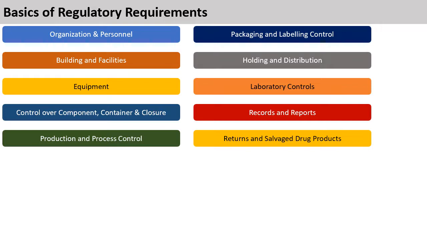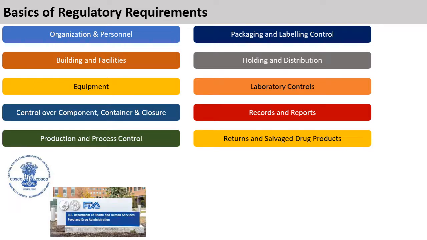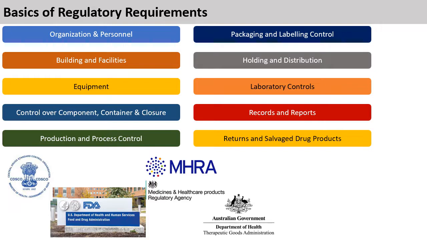Well done. Now we will learn the different regulatory agencies of the countries. For India, it is CDSCO, i.e. Central Drugs Standard Control Organization. FDA, Food and Drug Administration, is for the United States of America. MHRA is the abbreviation for Medicines and Healthcare products Regulatory Agency, for the United Kingdom. Therapeutic Goods Administration, usually called TGA, for Australia. Health Canada, as the name indicates, is for Canada.